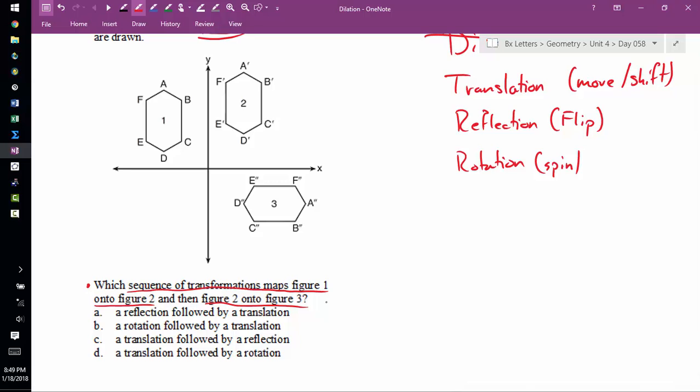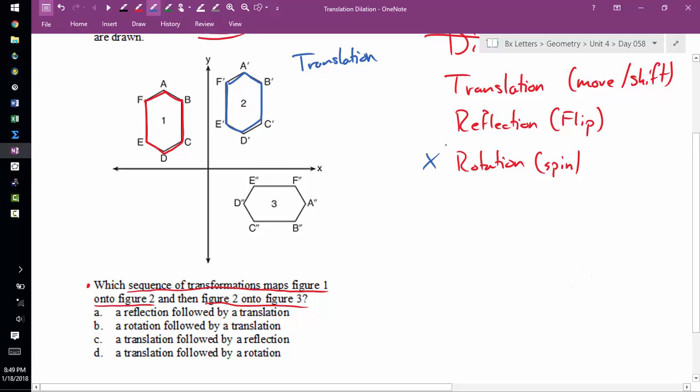To go from figure 1, this red one here, to figure 2, this blue one, I can kind of tell that will be a translation because it didn't get spun. So it's definitely not a rotation.